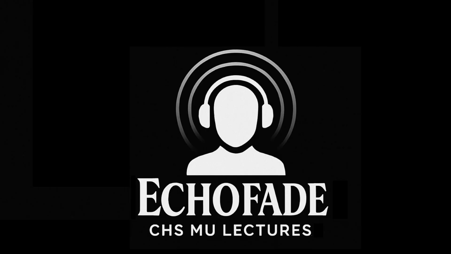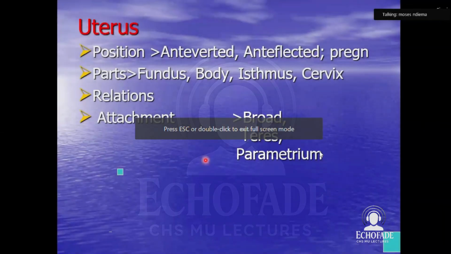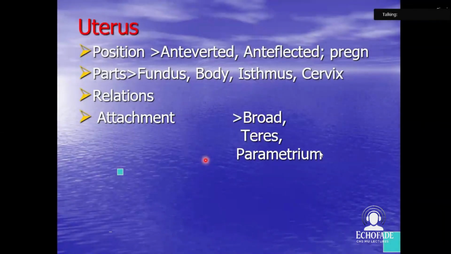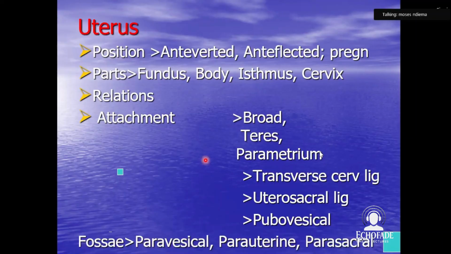As it continues to expand, it sort of detaches from the wall, but retains its attachment in the form of a mesentery. And those mesenteries we now refer to as the ligaments. We have the broad ligament, teres ligament. In the parametrium, we have the transverse cervical ligament, uterosacral ligament attaching the uterus to the sacrum. We have pubovesical ligament attaching to the urinary bladder.